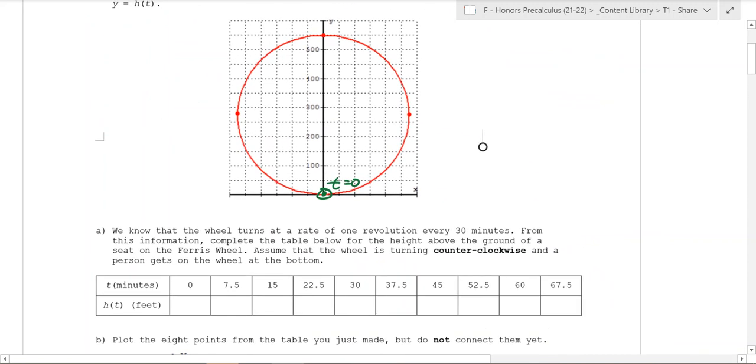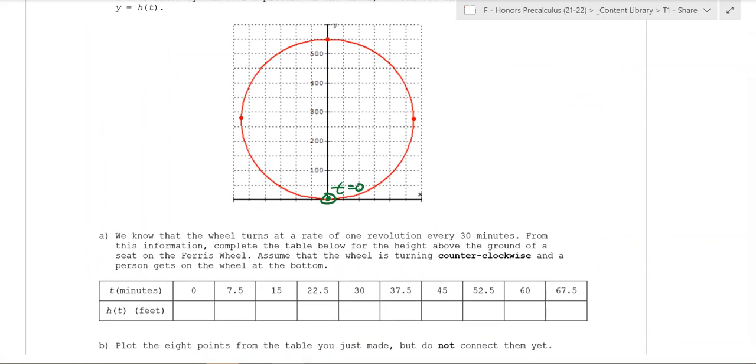So we know that the wheel turns at a rate of 1 revolution every 30 minutes. We see that right here, 1 revolution every 30 minutes. It takes 30 minutes to go all the way around.